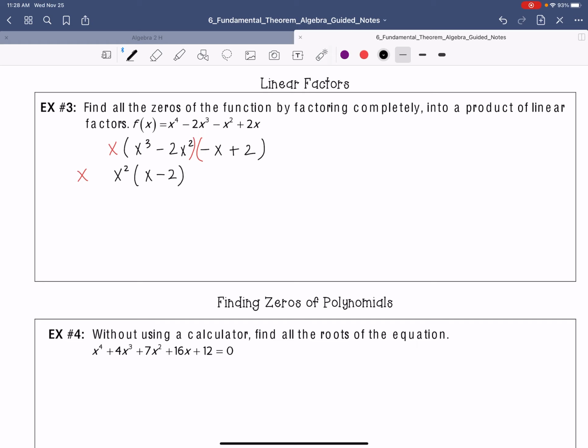Second one, remember, you're always going to want to take out whatever sign this is. If this is a negative, you're going to take that out. So I'm going to factor out technically a -1.